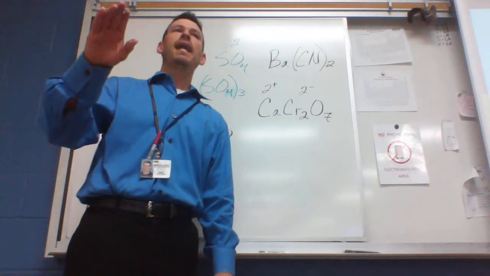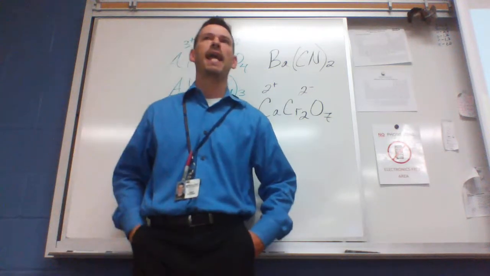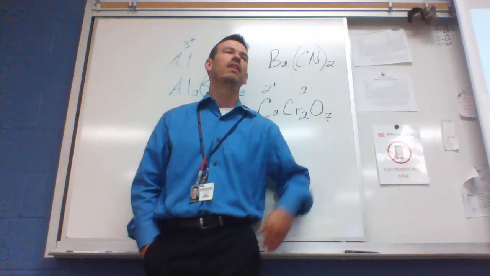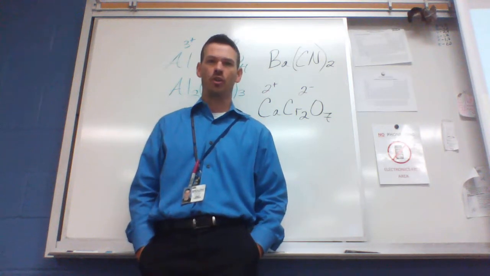Okay. Go ahead and switch to your spiral out of your composition book. We're going to go ahead and finish nomenclature. We have a little bit of ionic to still look at, and then 2 other naming systems to make sure that we remember.